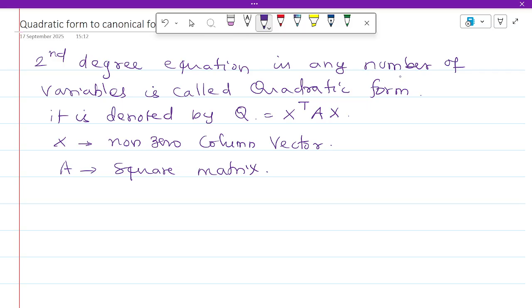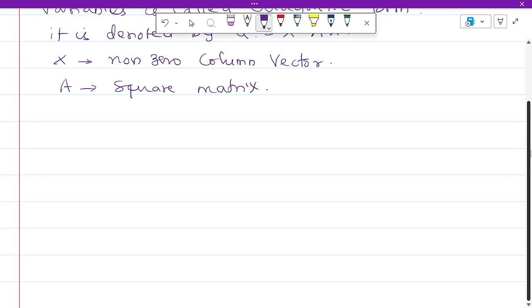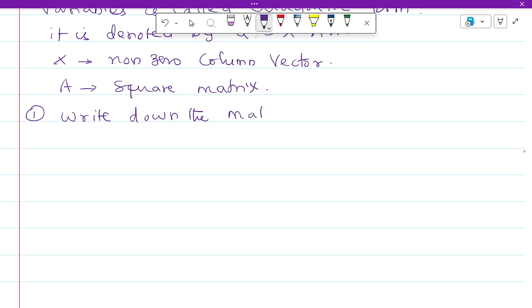Okay, now one quadratic form X transpose AX is given. How to convert it into that matrix? In case the matrix is given, how to convert it into that quadratic form? We will see through example. Simple problem. Write down the matrix of the quadratic form.